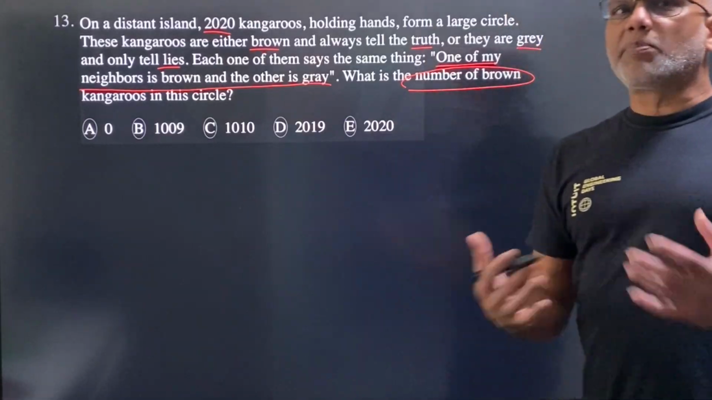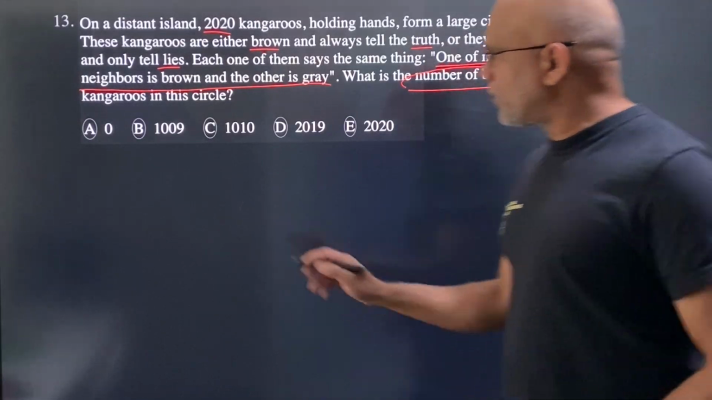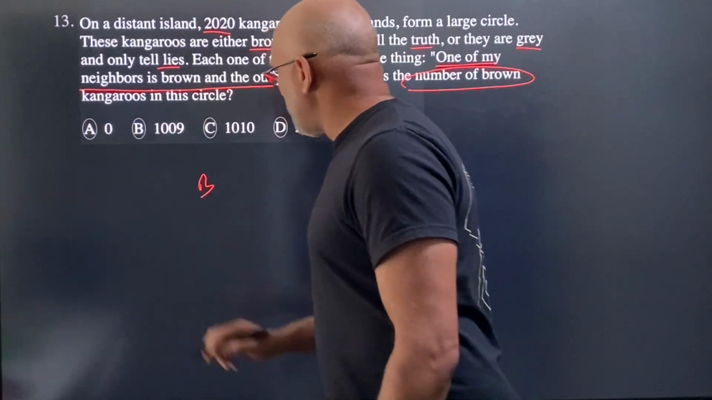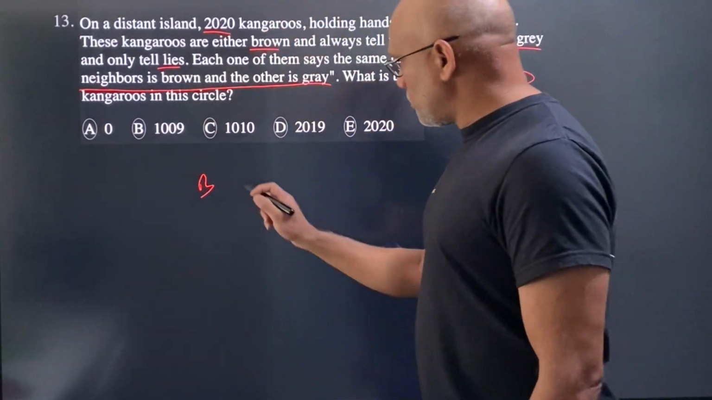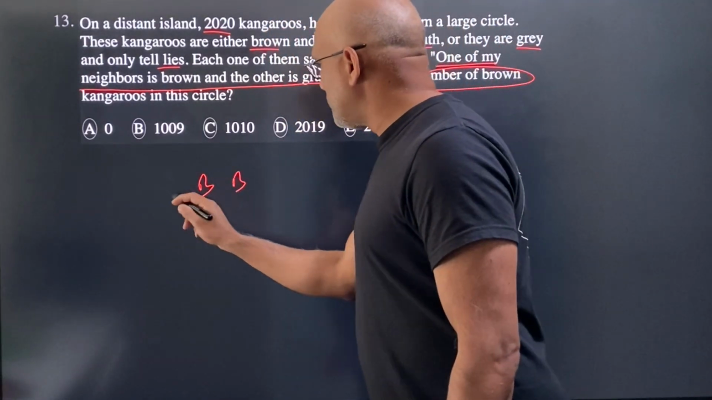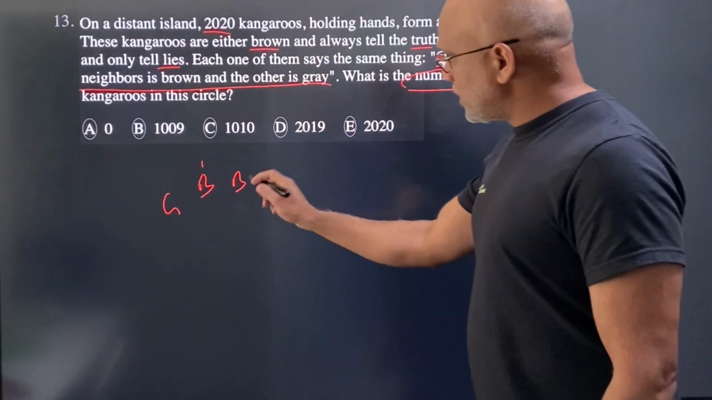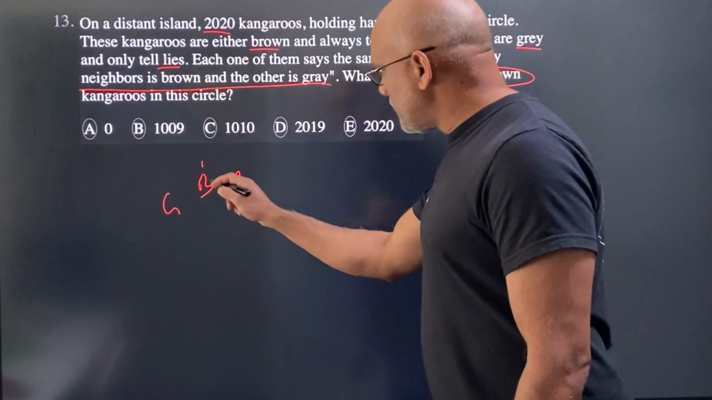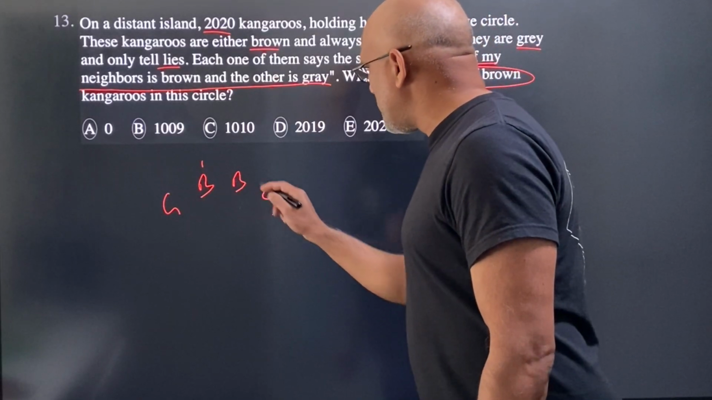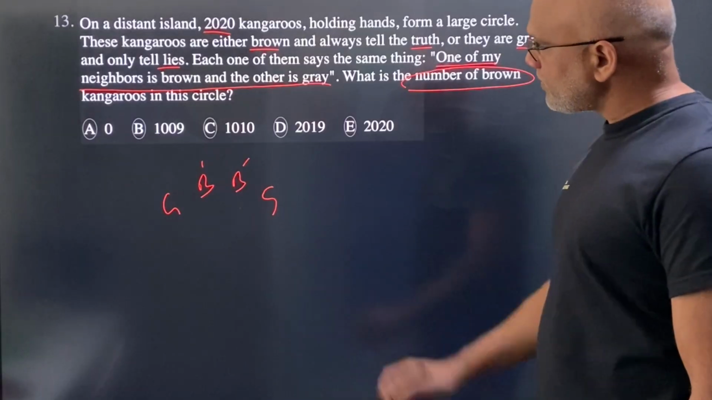Okay, we can start with a brown or a grey kangaroo. So let me start with a brown kangaroo. So brown tells the truth. So on one side there has to be a brown, the other side there has to be a grey. So this is taken care. So this brown also tells the truth. So on one side there is already a brown, the other side there has to be a grey. So this is taken care.